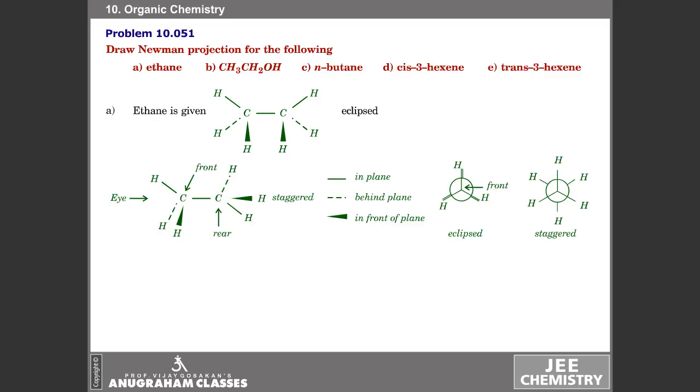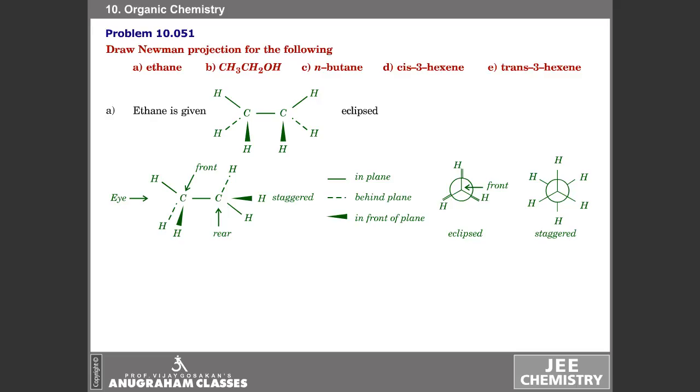We look through the front carbon so that we are able to draw the Newman projection formula with only one carbon visible. The other carbon gets exactly behind the front carbon. We do not see the rear carbon, we see only the front carbon. So we have drawn the structures of the eclipsed and the staggered.